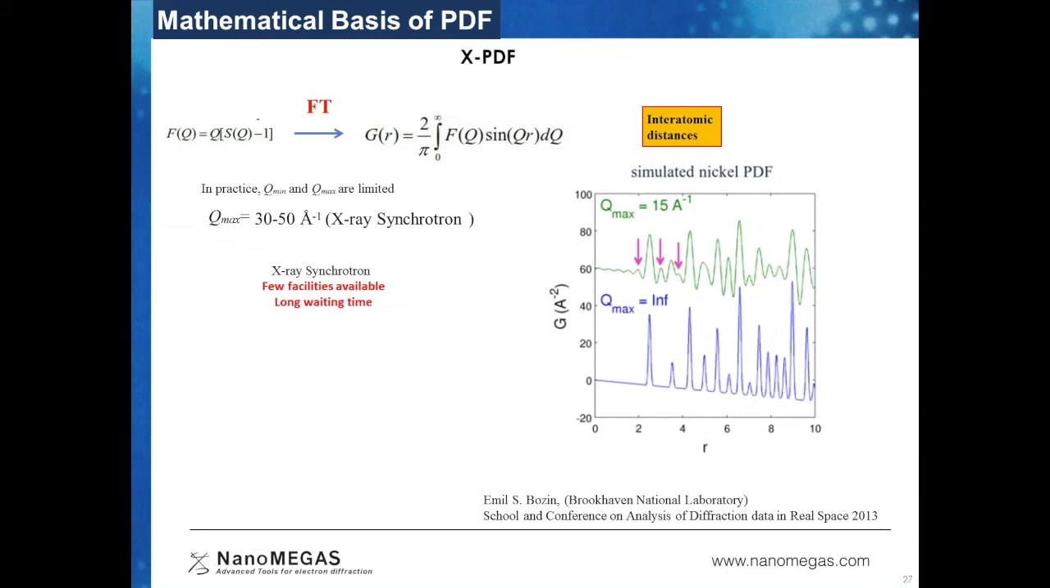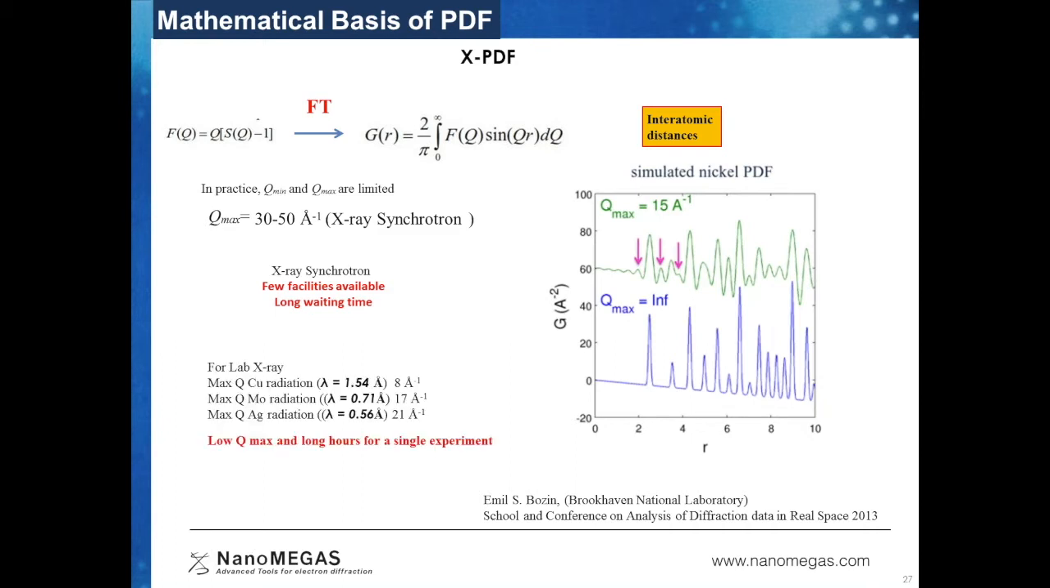Though for synchrotron the obtainable Qmax is much higher, getting access to a beamline is time consuming, and one needs to apply for it first, which may be approved or may not. So one can obviously do a PDF using a lab diffractometer, but the Qmax is much lower than synchrotron data, and one needs long experimental time.